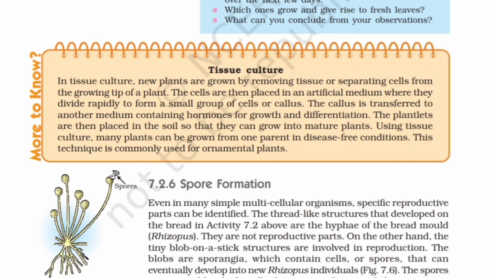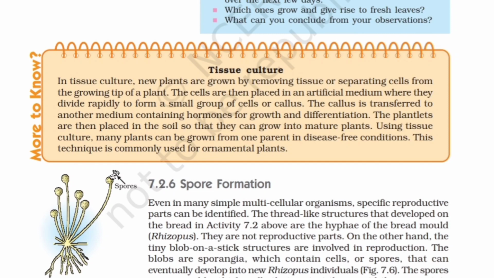Do you know? Tissue culture. In tissue culture, new plants are grown by removing tissue or separating cells from the growing tip of a plant. The cells are then placed in an artificial medium where they divide rapidly to form a small group of cells or callus. The callus is transferred to another medium containing hormones for growth and differentiation. The plantlets are then placed in the soil so that they can grow into mature plants. Using tissue culture, many plants can be grown from one parent in disease-free conditions. This technique is commonly used for ornamental plants.